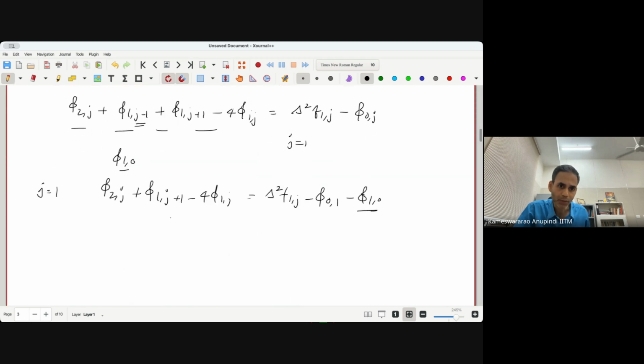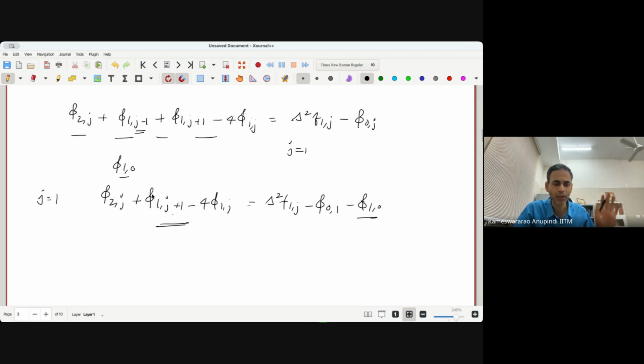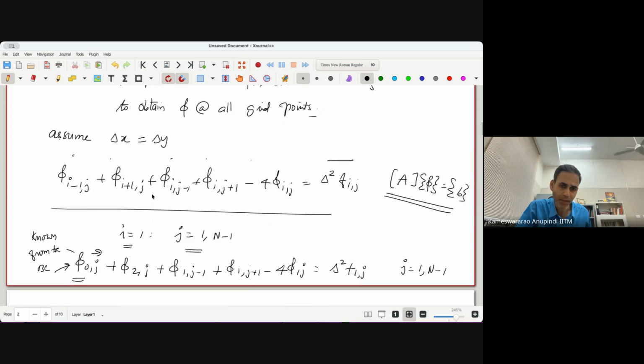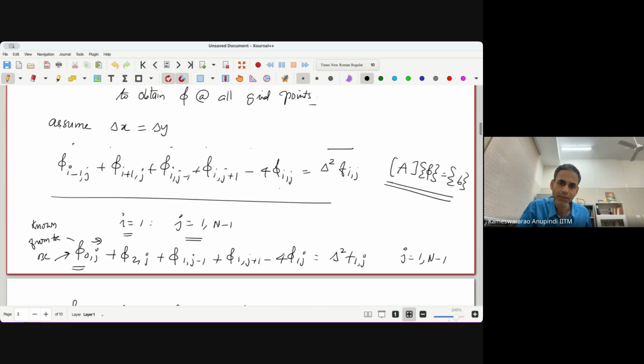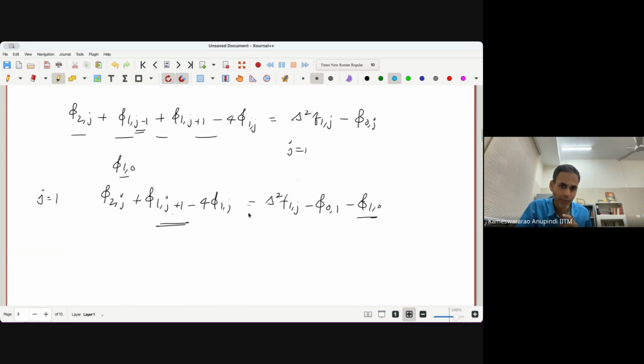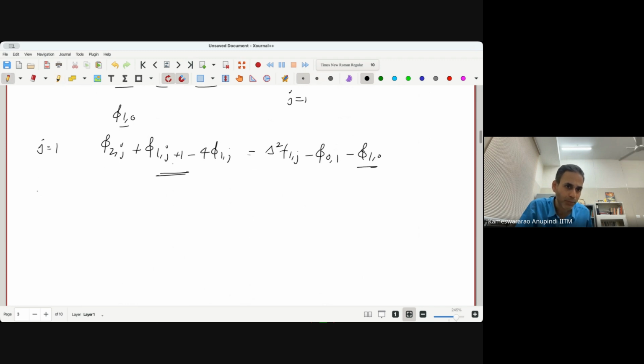So what I'm trying to say is that your matrix coefficients get modified as you come closer to the boundaries, and then the known values are sent to the right hand side. Now we can arrange this in a matrix form, as I said. In which case, the central coefficient is going to be -4, and the neighbor coefficients are going to be +1, +1, +1, +1.